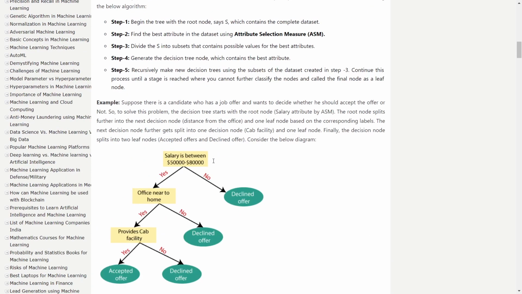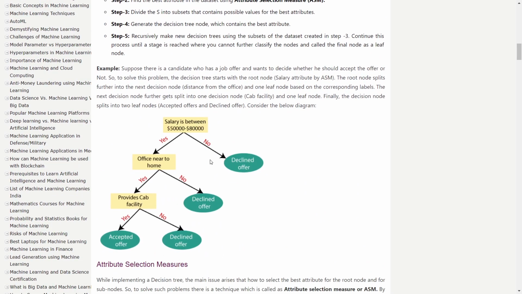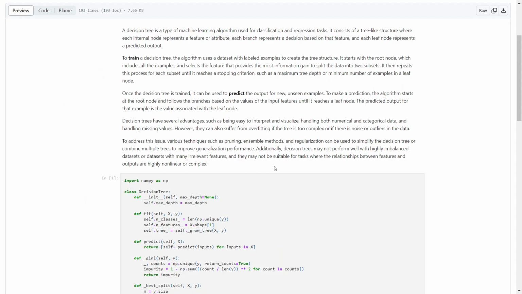If I want to give you an example, this decision tree is based on whether someone should accept a job offer or not. First, he sees whether the salary matches his expectation. If no, he declines. If it matches, then he sees if the office is near his home. If that matches, then he sees whether the office provides a cab facility. If it's yes for everything, he will accept the offer. Otherwise, he's going to decline the offer. So let's come back to understand what a decision tree is.